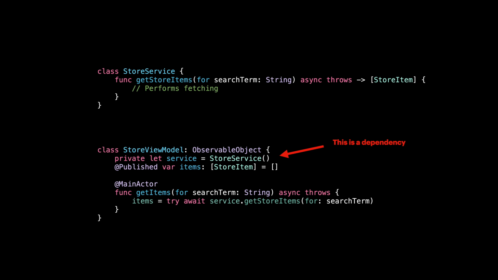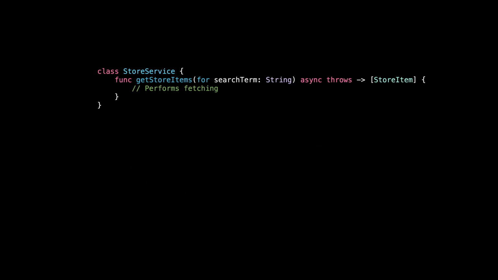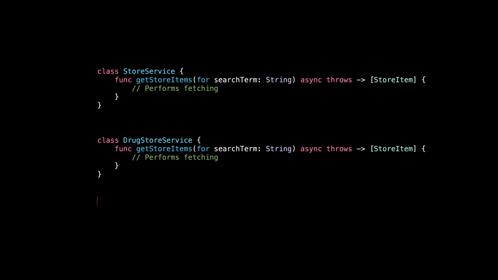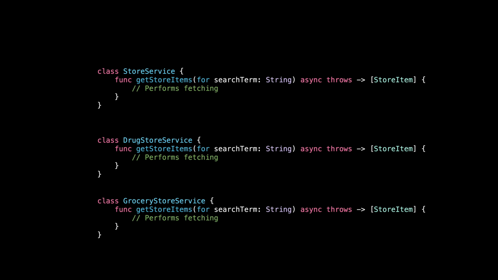For example, now imagine that the app grows and now became a marketplace with different stores. Now you have the main store, a drugstore, and a grocery store. Then we need to create two more services, the drugstore service and the grocery store service. Then you need to add two more dependencies to the view model. But now the view model needs more information, because you need to decide which store service to call to show the correct items for the user.